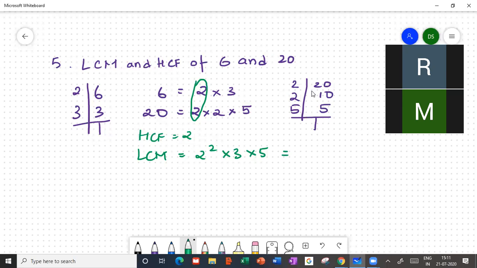I just solved one question, which is how to find LCM and HCF by the prime factorization method. Yeah, so I was just doing a basic recap. So this will be 60.